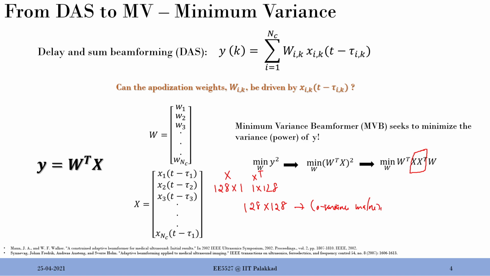Why it is covariance is basically because it is zero mean. There is no mean in the signal; otherwise we can call it correlation if you are confused. It's the same. The difference is that one will have a mean, some bias, and this one will not have a mean, because we are working with RF data. There is no DC component. So we can call this matrix the covariance matrix to start with.